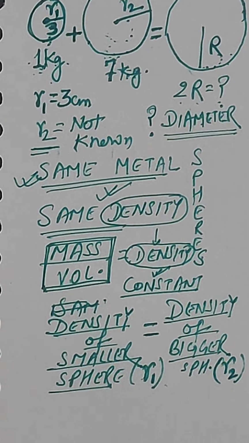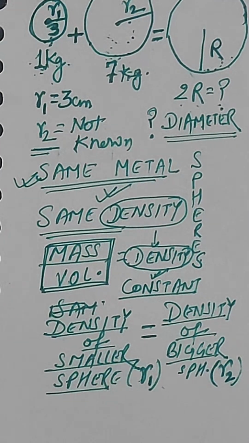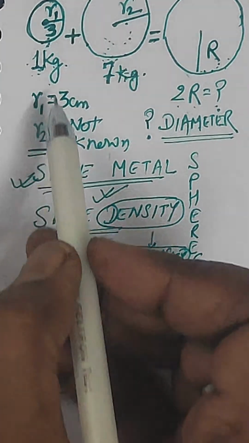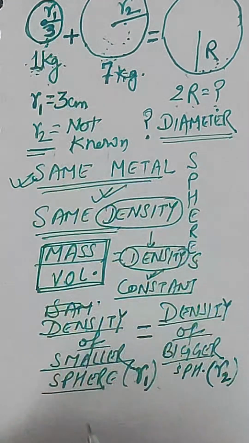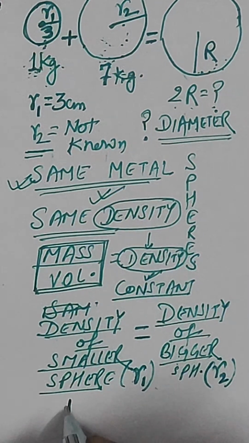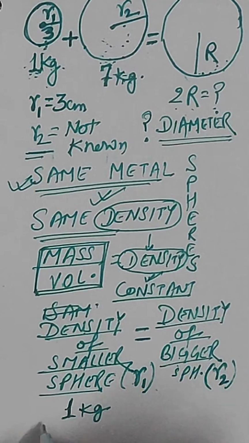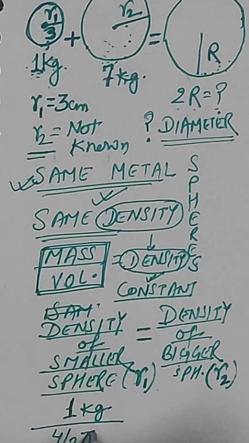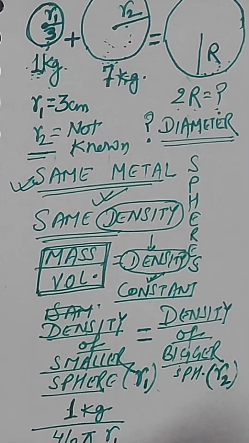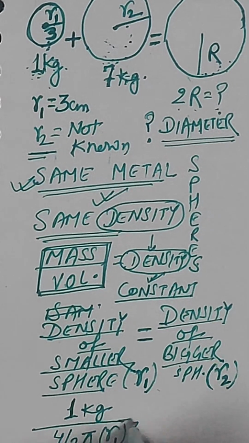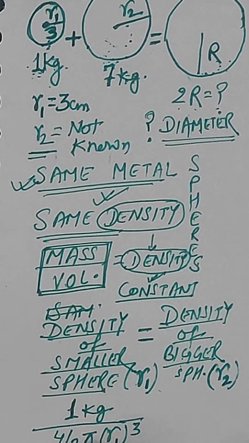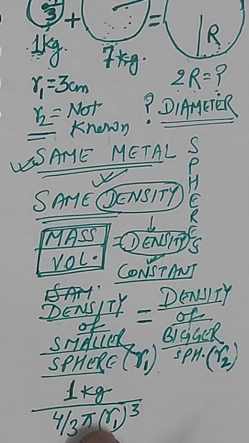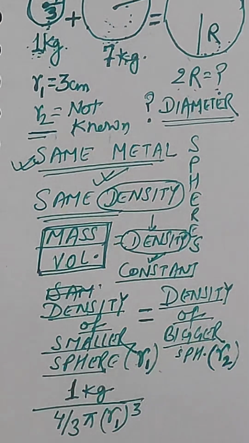Now what we will do, we will simply equate it. So mass per unit volume: 1 kg is the mass of the smaller sphere, and 4 by 3 pi r1 cube is the volume of the smaller sphere, right?